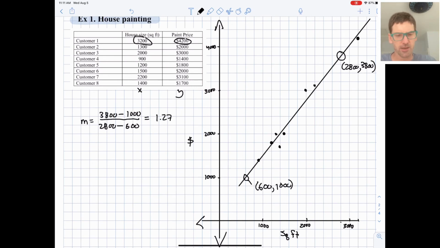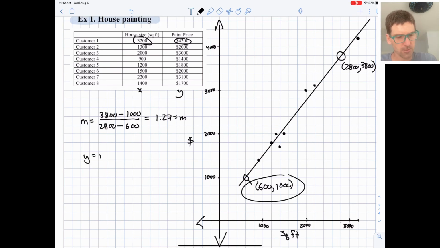Let's think about what that means. It means every additional square foot in your house costs $1.27 to paint. Okay? So you can think of it as dollars per square foot. I'm going to call it just m. Let's pick a point and plug in and find b.